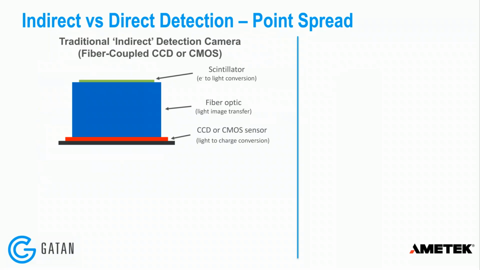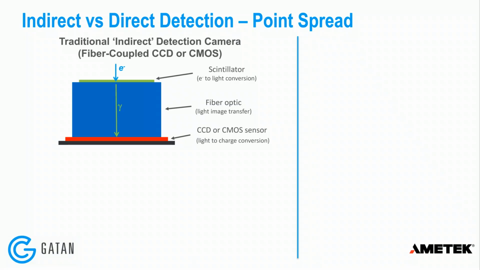We have two main types of technology of electron detectors in TEM. We have a traditional indirect detection camera, a fiber-coupled CCD or a fiber-coupled CMOS sensor. In the indirect detector design, you have a scintillator, which converts electrons to light, and a fiber optic that's bonded to the scintillator, which channels that light through to a CCD or CMOS sensor, which is at the bottom of the stack. The sensor does light to charge conversion.